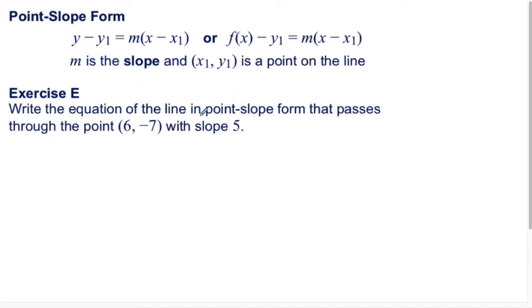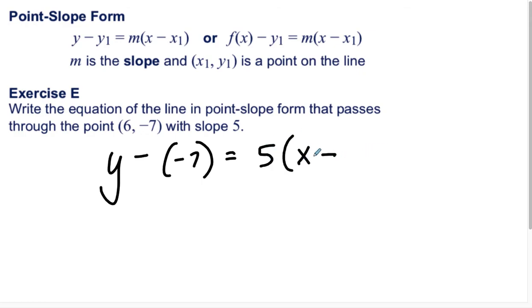So it says here, write the equation of a line in point-slope form that passes through the point (6, -7), and the slope is 5. In this case, we don't have to calculate the slope because the slope is already given to us. All we have to do here is plug in the values that we know. We know this is x1, we know this is y1, and we know this is m. So all I'm going to do is use the formula of point-slope form. So this is y minus negative 7 is equal to 5, which is the slope, times x minus x sub 1, which is positive 6.